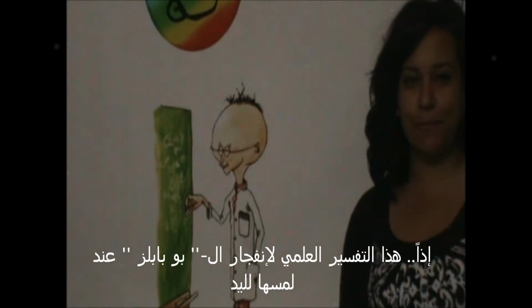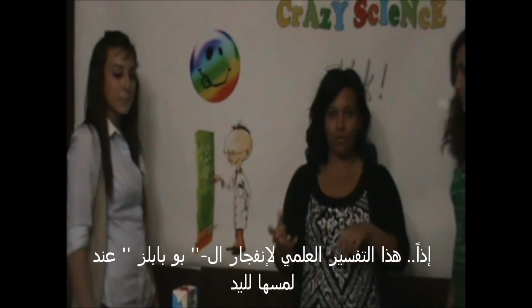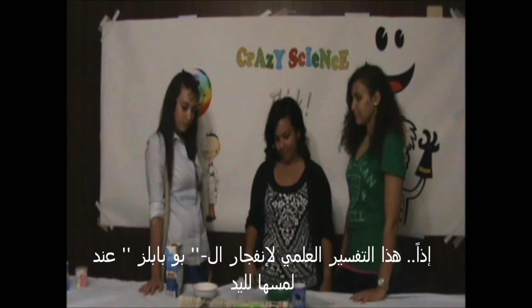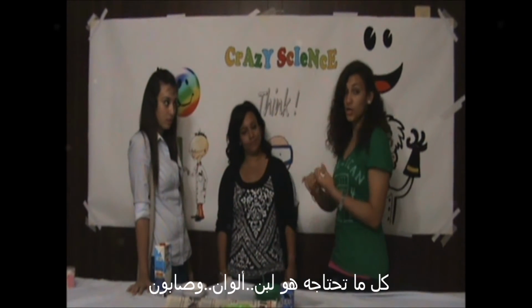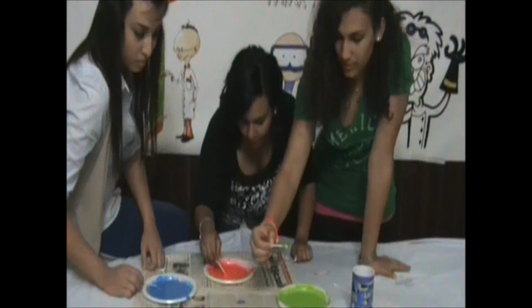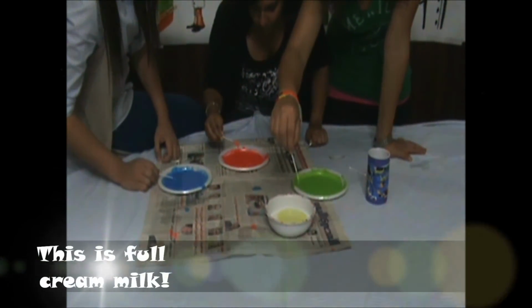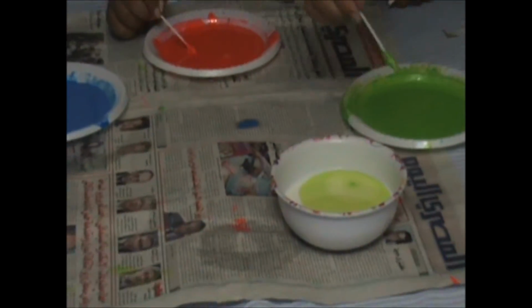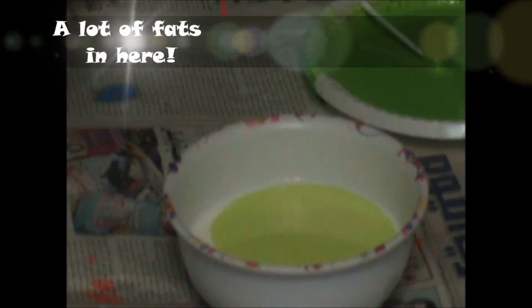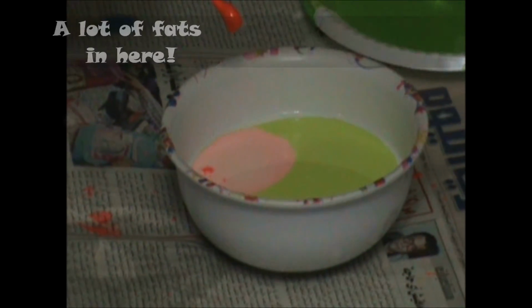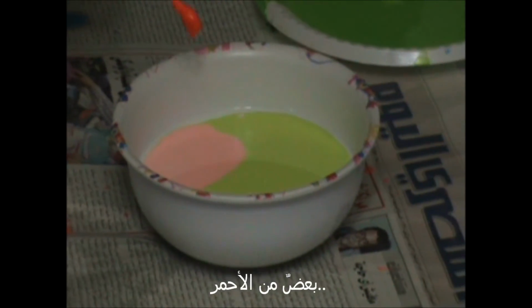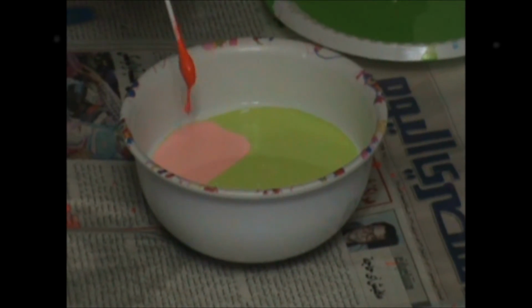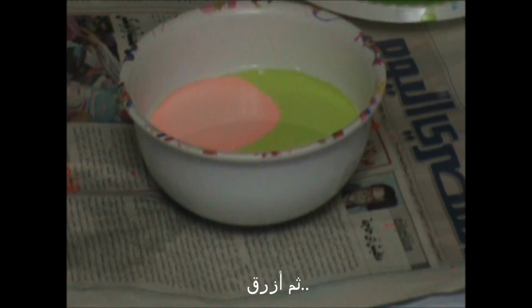So here's the scientific explanation of why the boo bubbles burst when they touch the human hand. All you need is some milk, colors, and soap. That's it. Okay, so first you apply the colors. Let's take some green, put it in the milk. Put some red in there. Nice, a little bit more.